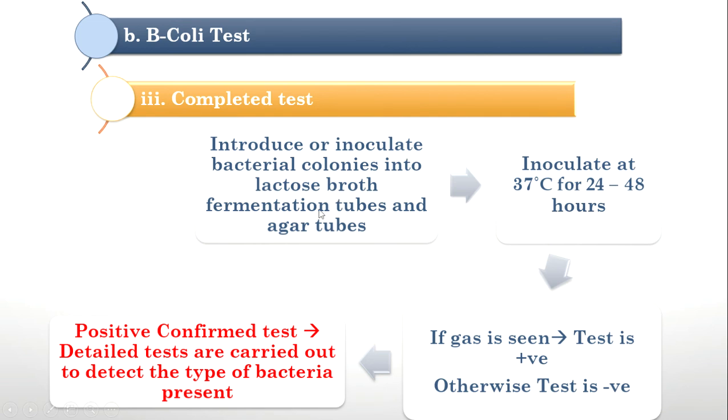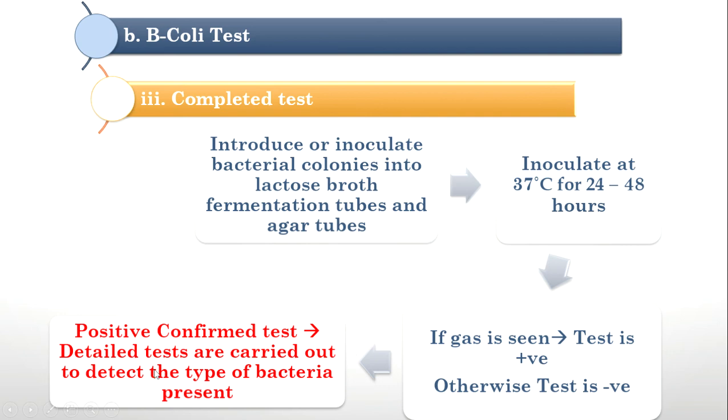The positive test from the confirmed test, the lactose broth from the confirmed test or presumptive test, is taken and inoculated again at 37 degrees Celsius for 24 to 48 hours. Okay, a maximum of 48 hours it is inoculated. If gas is again seen, then we can say that the completed test is positive, otherwise the test is negative.